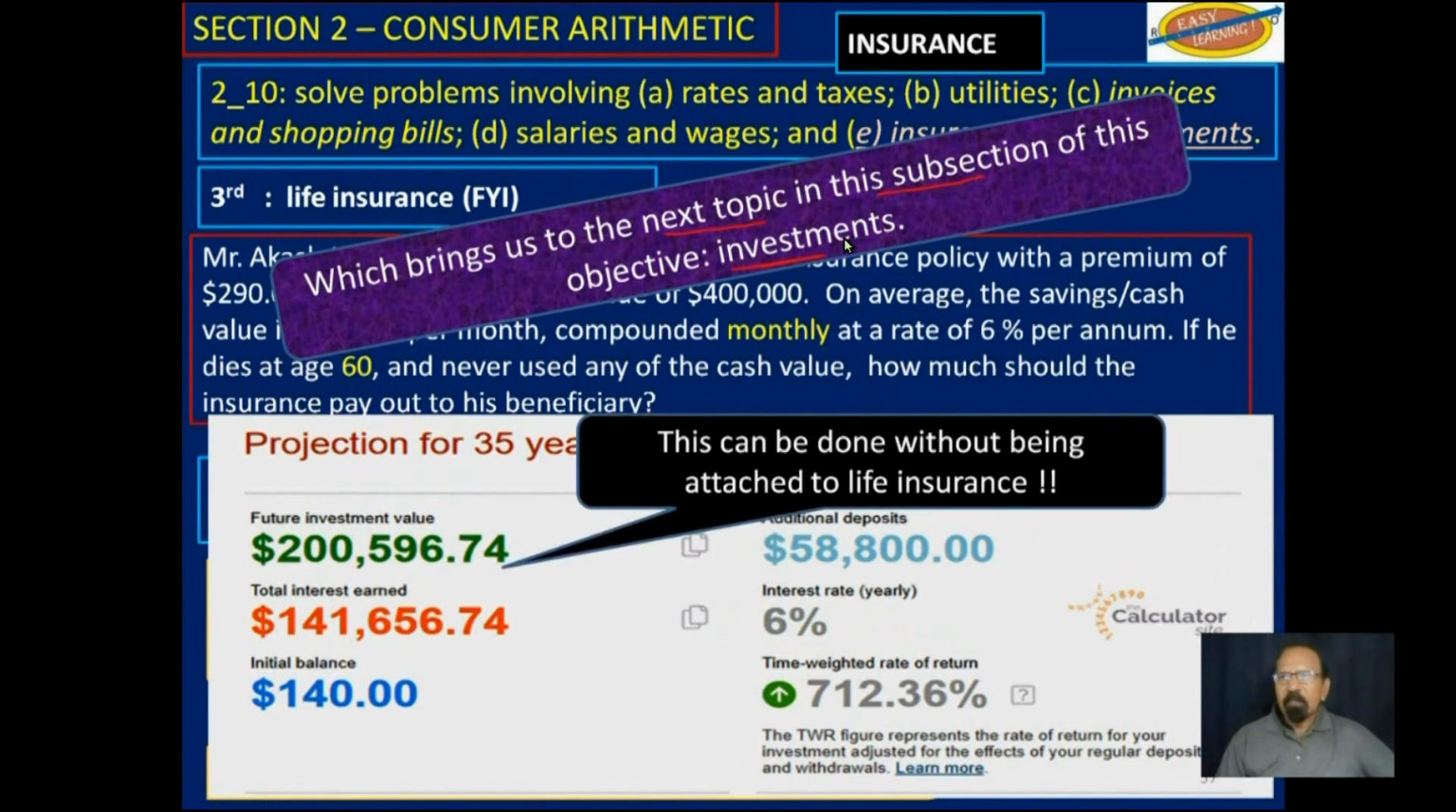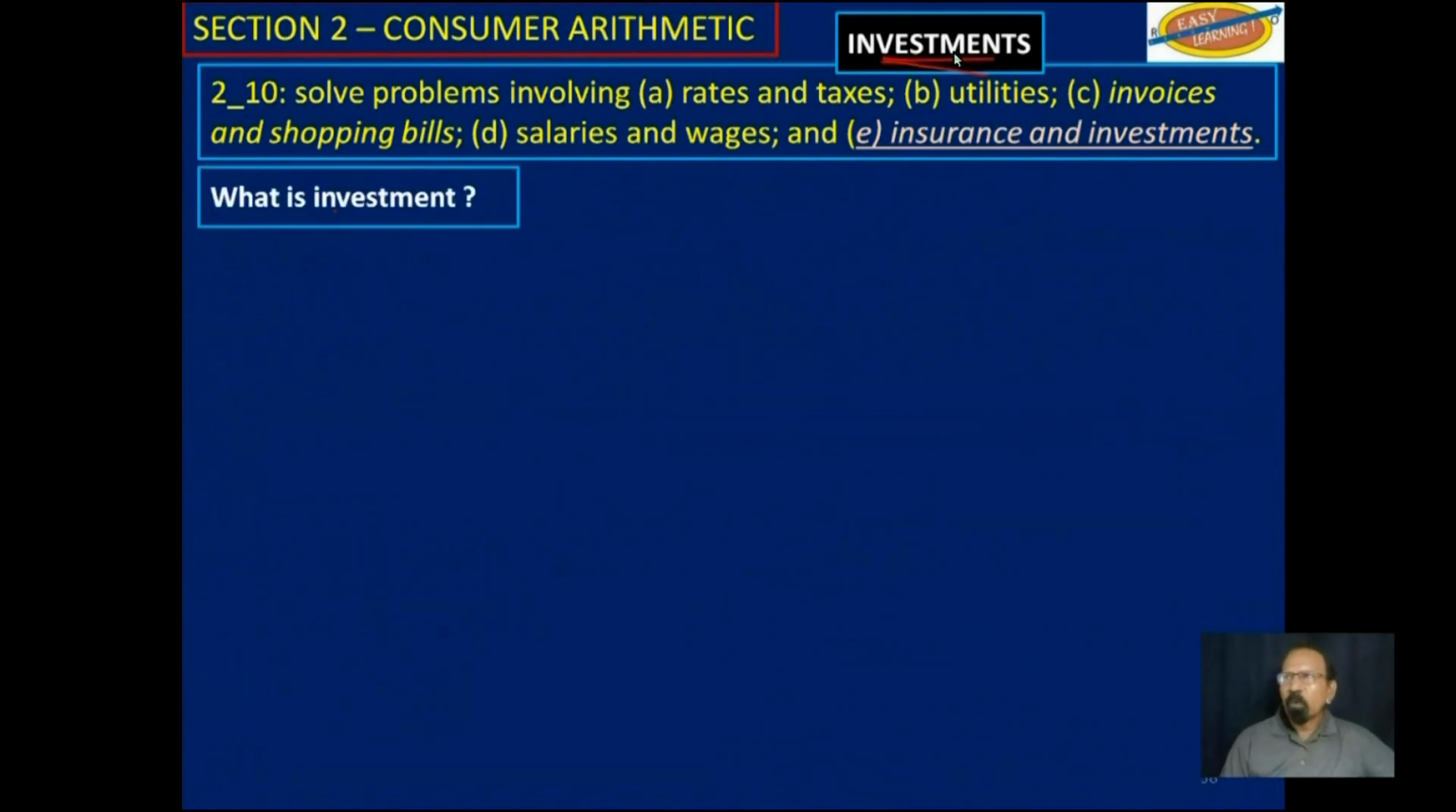Now, this thing that we did here with insurance can also be done without being attached to an insurance policy. So if you were to invest or save $140 a month for 35 years, compounded monthly at 6%, yes, that money will grow into this amount, and that will be the interest. So we are now moving from insurance to investment. And whole life insurance is a type of investment. So investments, what is investment?